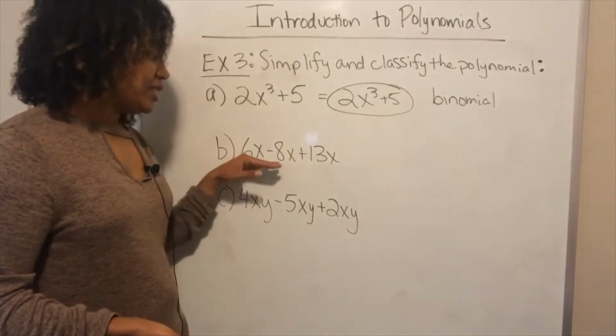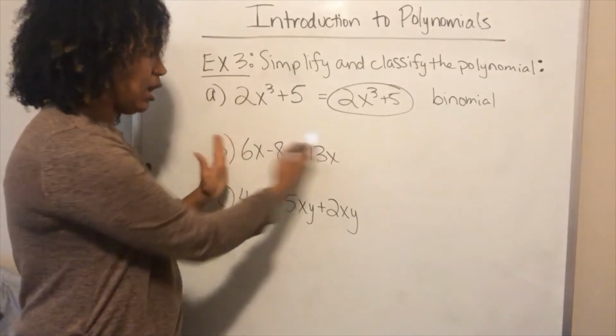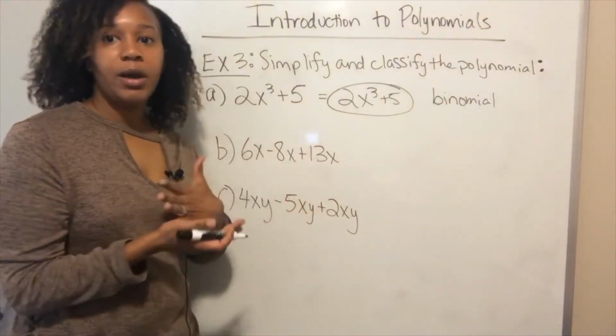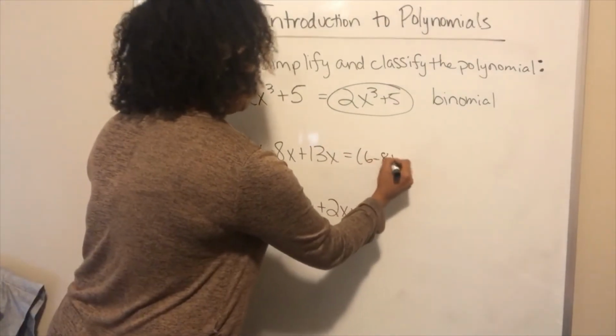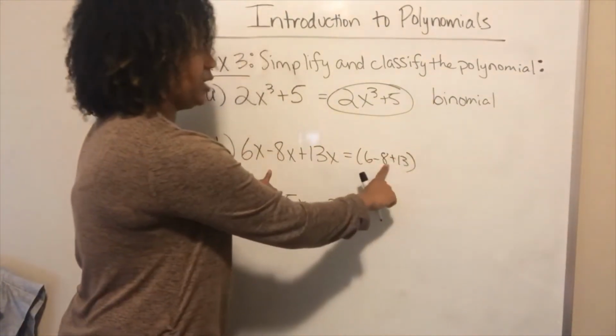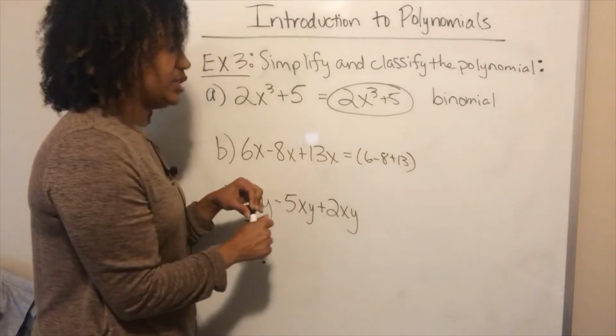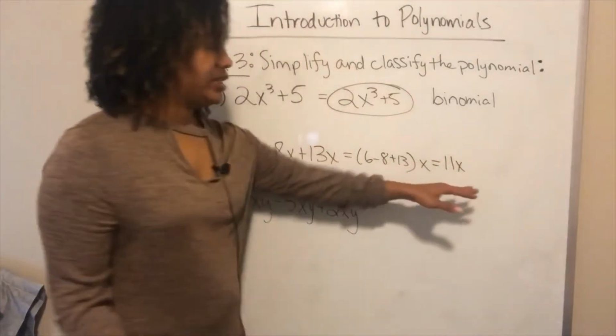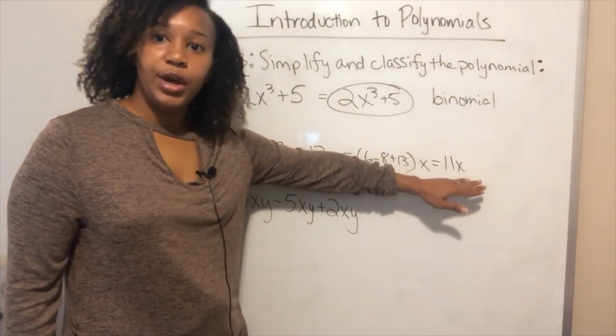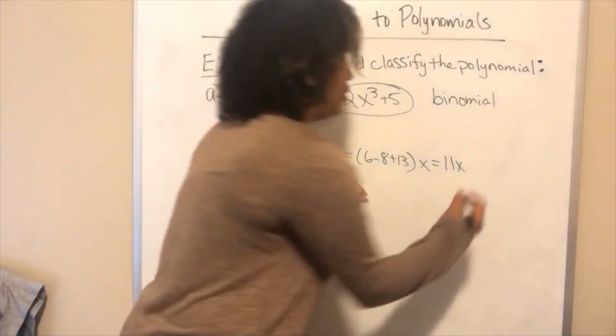Part B, we have 6x minus 8x plus 13x. All of these have x's in them, so they all can be combined. This would be 6 minus 8 plus 13. 6 minus 8 is -2. -2 plus 13 is 11. So this would be 11x. It simplifies down to only one term. So since it's one term, that would be a monomial.